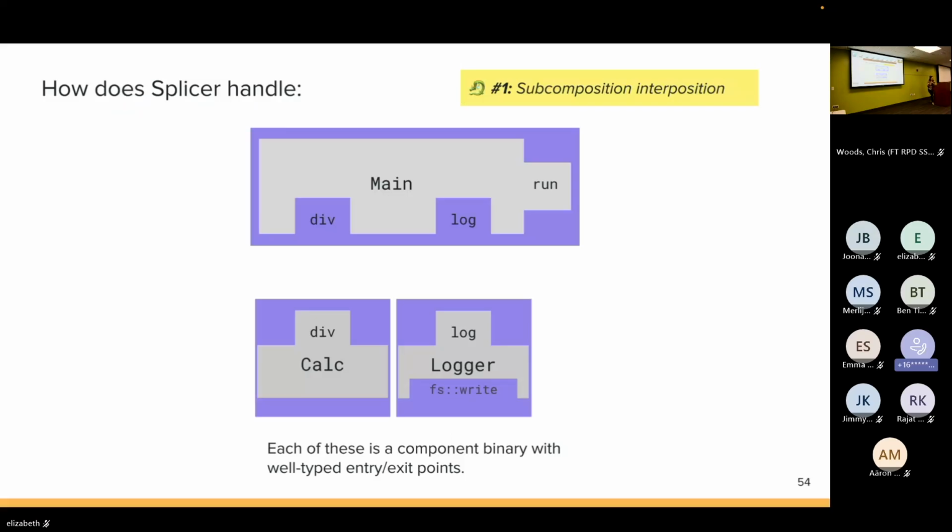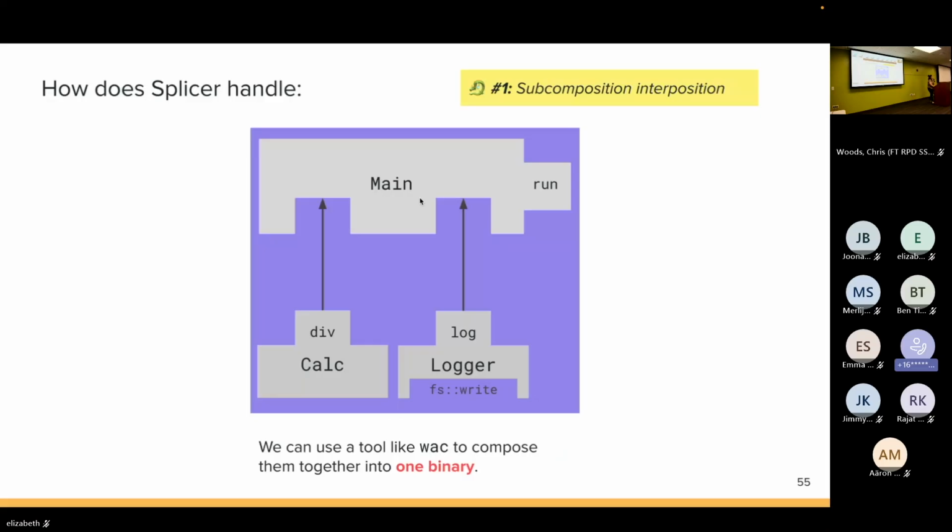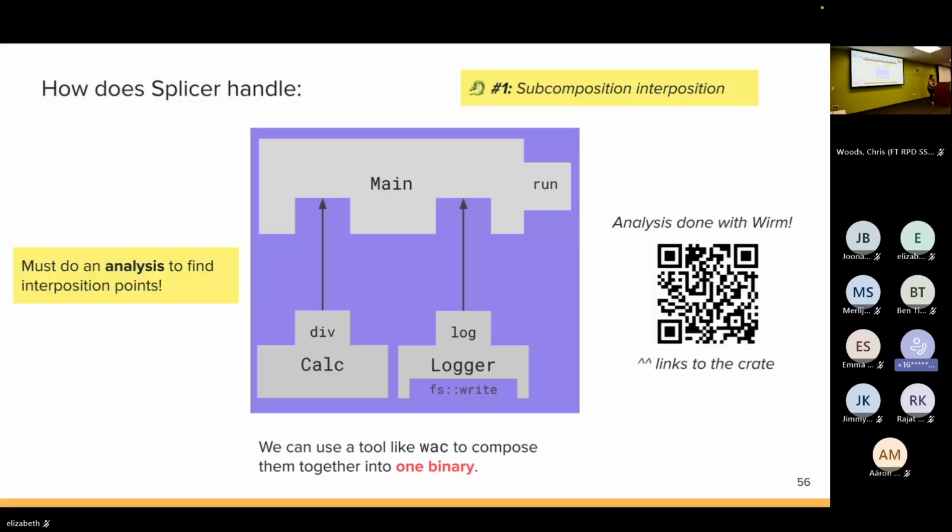So how does Splicer handle subcomposition interposition? So if we have these binaries, they're standalone, there's one component per binary, you could use WAC to compose them together. So now it's this opaque binary that you have to pull apart and figure out what the relationships are between these components that are inside this nested component. So you have to do an analysis to do this.